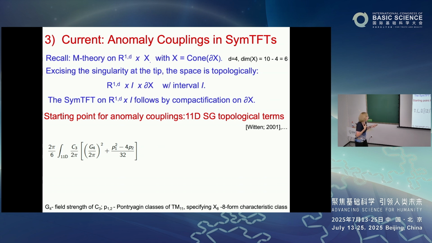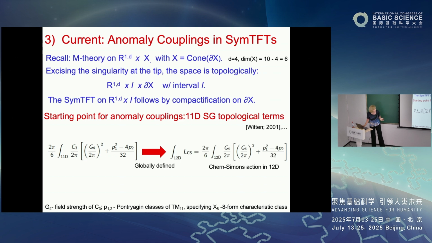Because C3 is not globally defined, we like to represent this 11-dimensional action in terms now of a 12-dimensional one, okay, that is globally defined just in terms of a 4-form field strength and the geometric parts, and is often referred to as the Chern-Simons action in 12 dimensions. This is the starting point. We want to embed that into our resulting SymTFT.